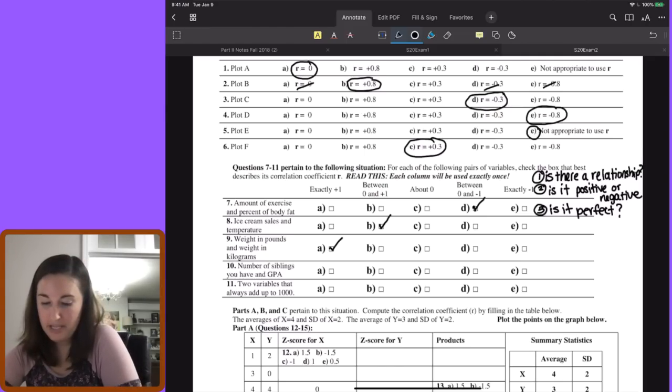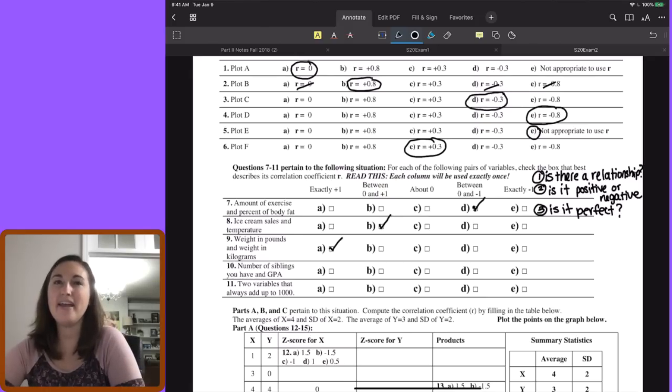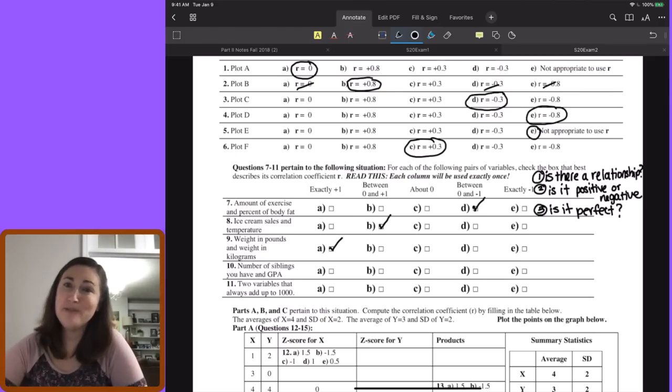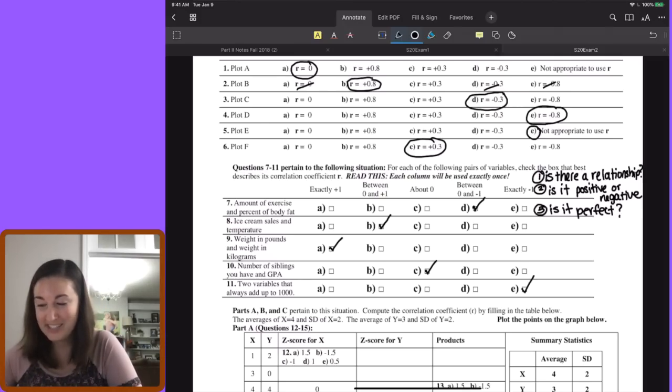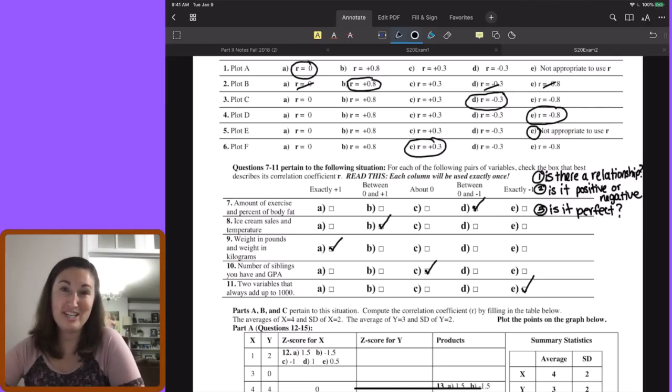Okay. Number of siblings you have and GPA. Is there a relationship between those? Is my first question. Hopefully not. We could actually look at this data. I think I've asked you guys both of these questions. There's no relationship. So that's an example where the correlation would be about 0. And then if I was reading directions here, I know the last one has to be exactly -1 because it says every column will be used exactly once. But we can explore that as well.